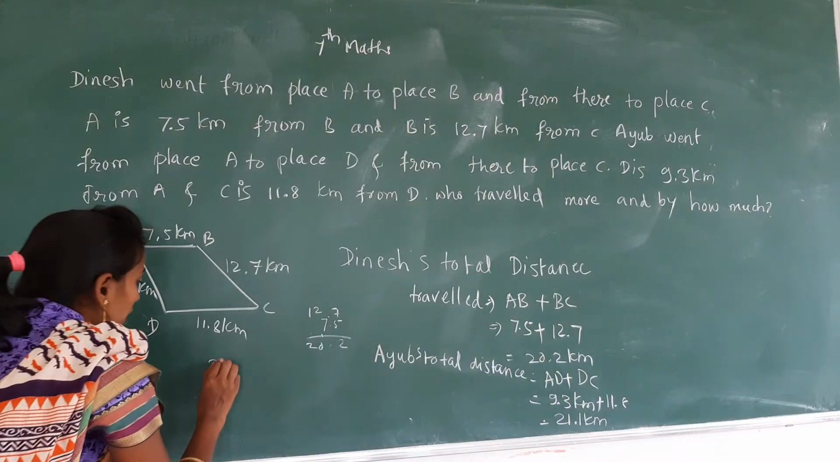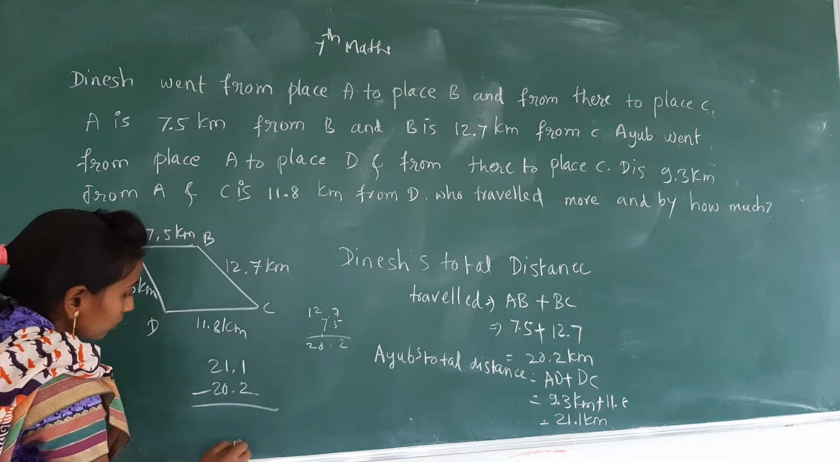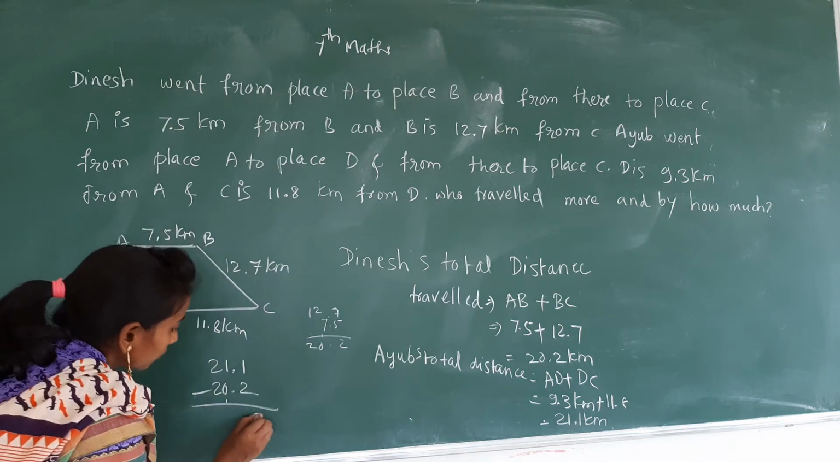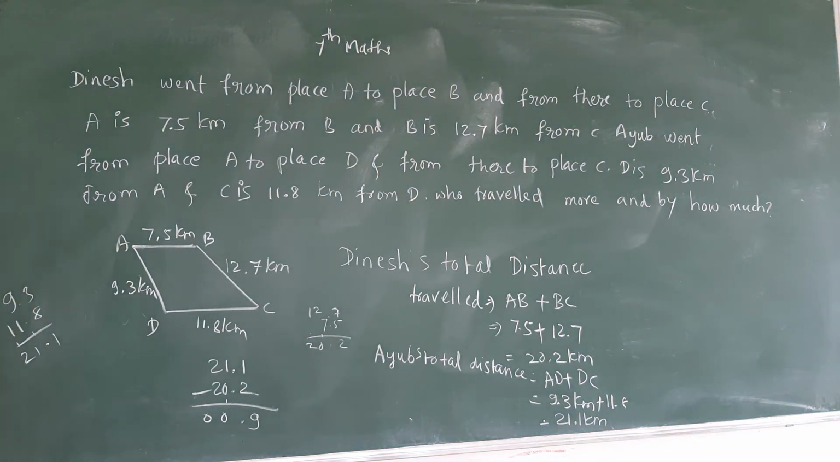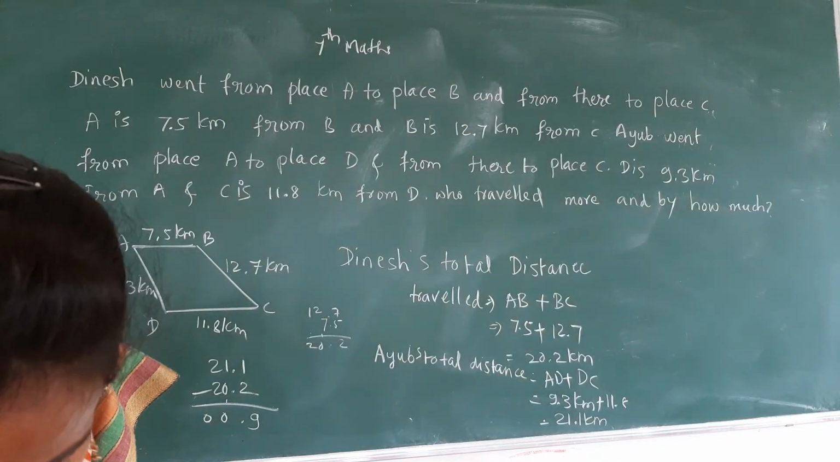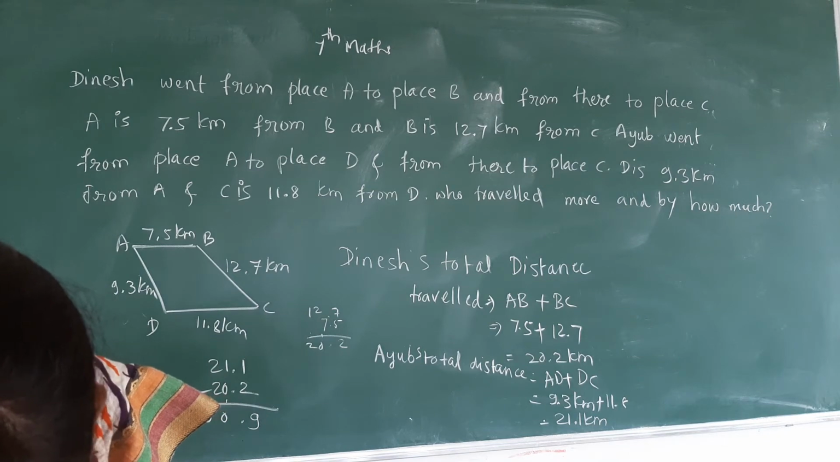That is 21.1 minus 20.2, which means 0.9 kilometer is the difference between them. This means Ayub traveled more compared to Dinesh, and by how much? 0.9 kilometer is the answer. Like this we will solve these examples.